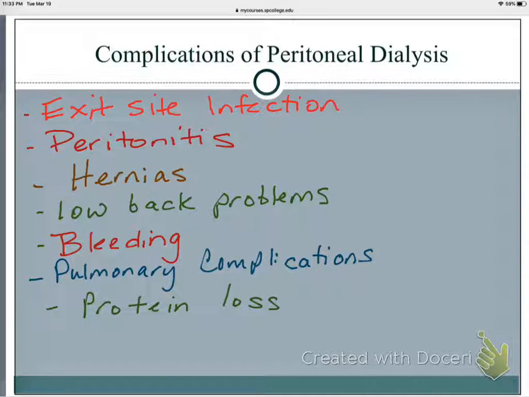So, signs and symptoms of peritonitis. What do you think our patient would complain about? Good. Abdominal pain. Very good. That's the big one. Abdominal pain, rebound tenderness. Our effluent that comes out is going to be what color? Cloudy. Good. It's going to be cloudy.